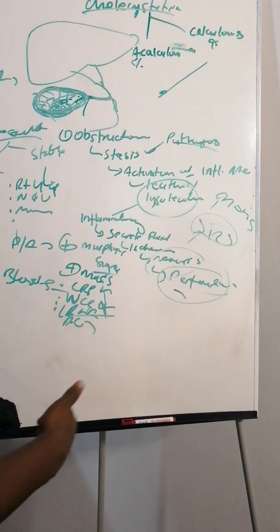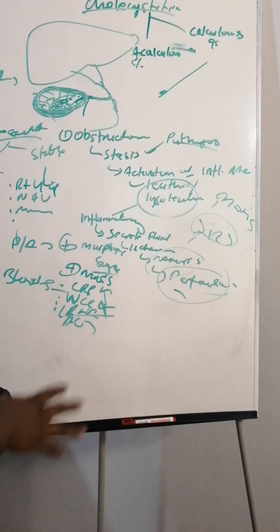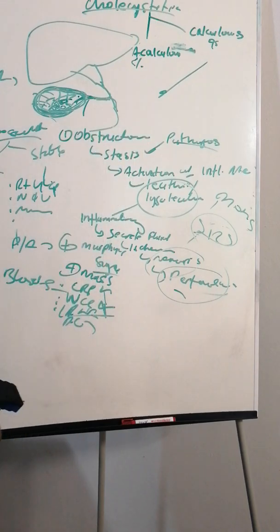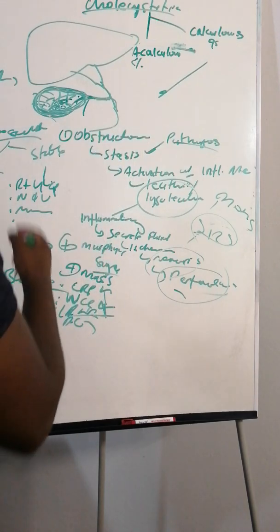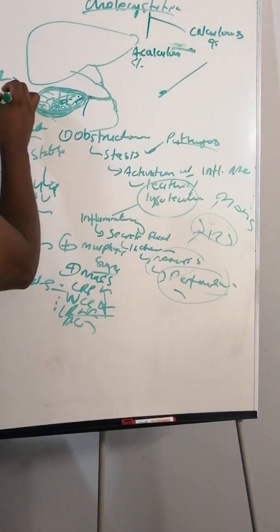But we are going to talk about conditions where you've got right upper quadrant pain or tenderness, and then you've got deranged LFTs. We are going to talk about those conditions, like in the case of cholangitis, because you've got obstruction there. Okay, and then you have imaging.